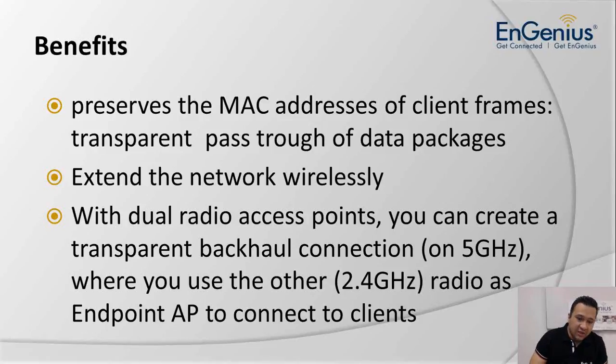feature. You can use WDS in places where you have no option to connect access points by wire, because you actually make like a simulation of a wire, but over a wireless connection. So with dual band radio access points, you can create a transparent backhaul connection, for instance on 5 GHz, where you use the other radio, the 2.4 GHz radio, as endpoint access point to connect other clients.